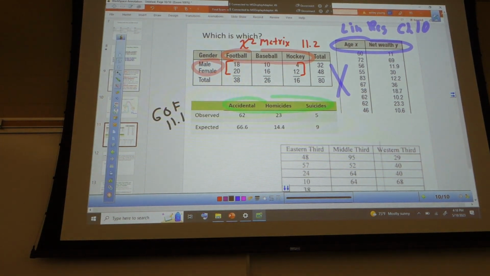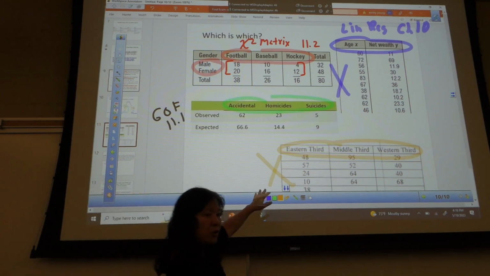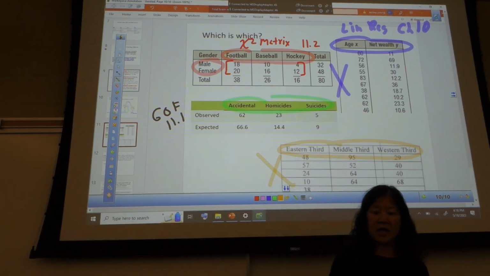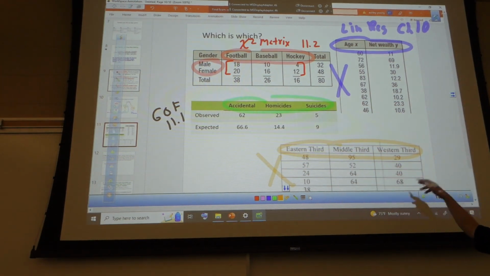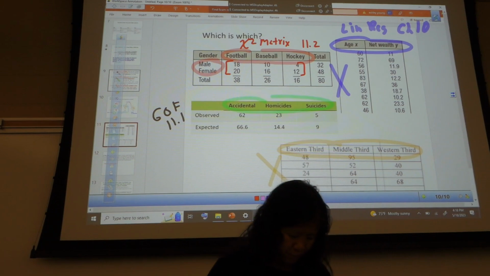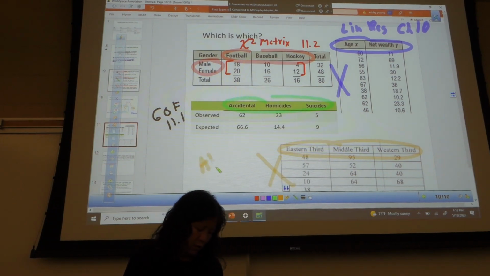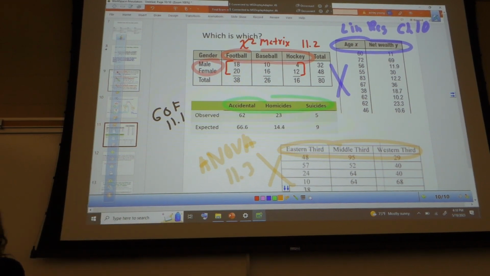And then this last one down here, I have categories there. I do not have categories there. So again, this cannot be a matrix because I don't have categories on both the sides and the top. Instead, I have three lists. Three or more lists is what? ANOVA. Yep, ANOVA, 11.3. Okay, good. So we spent some time.